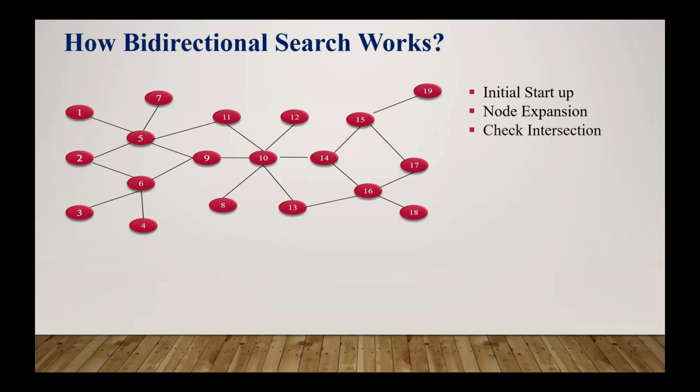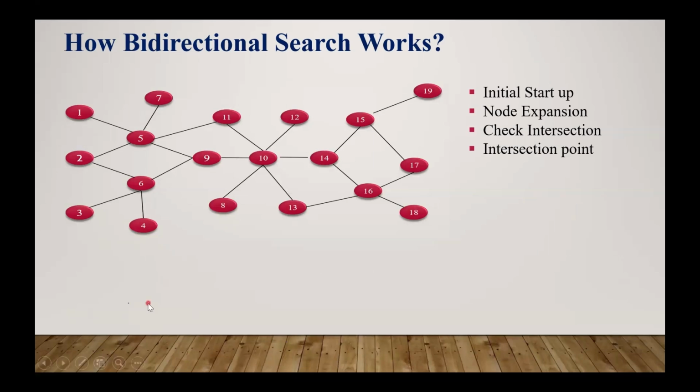Next is checking the intersection. After each expansion, it checks whether any newly created node is present in the frontier of the opposite search. Why? Because we have to check whether it is the intersection point or not. Once the intersection point is discovered, that node acts as an interconnector. Then the optimal path is generated by joining the path from the initial node to the intersection point and from the intersection point to the goal node. Then we will find our optimal path.